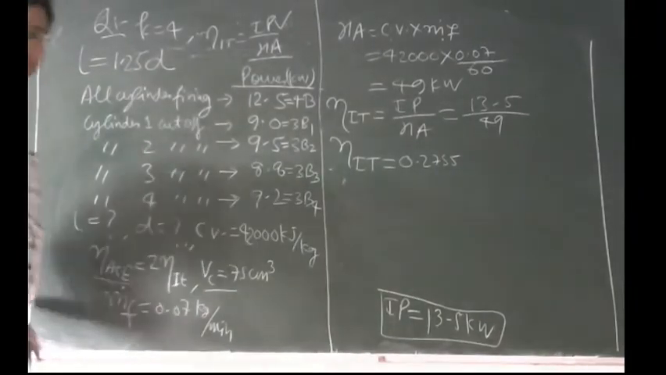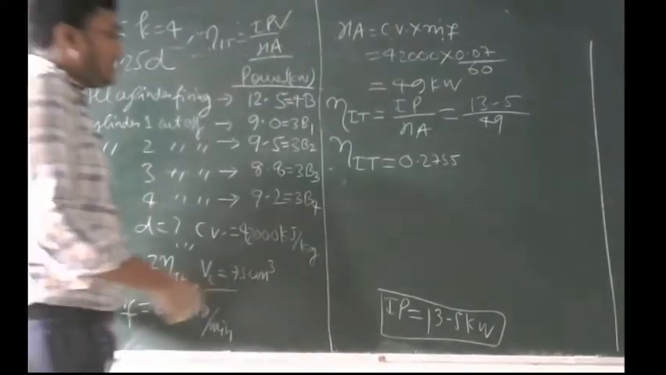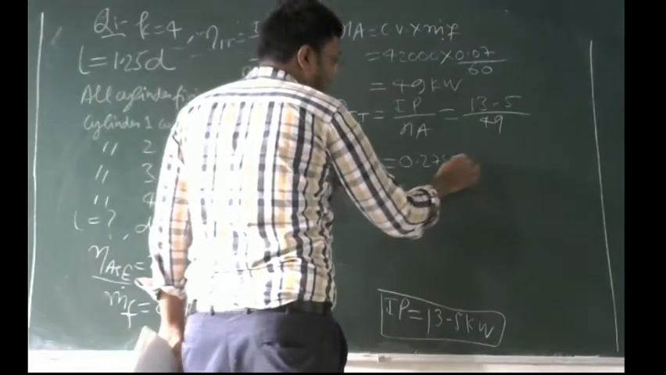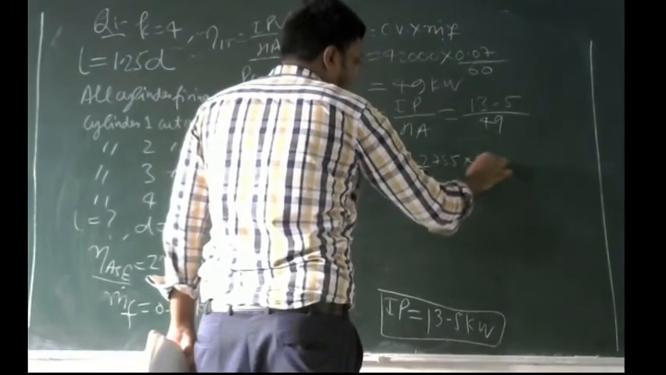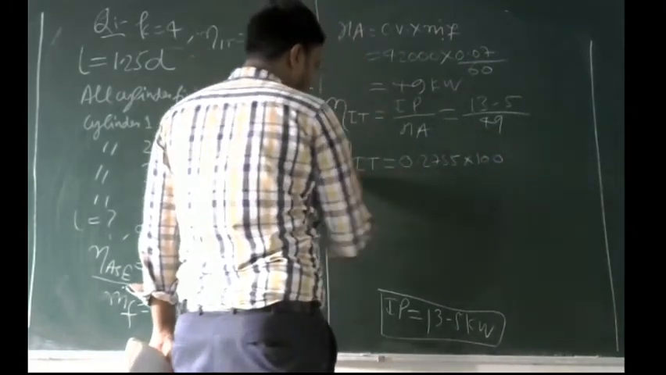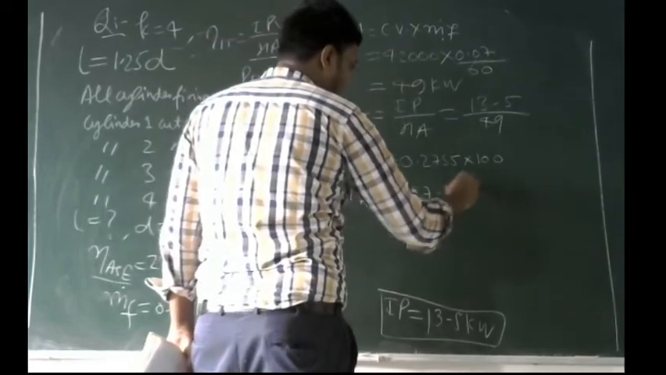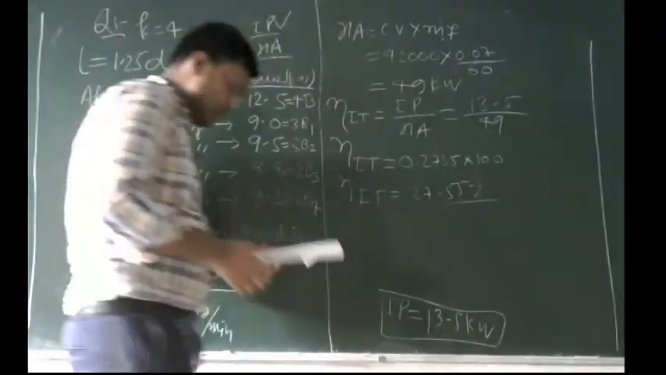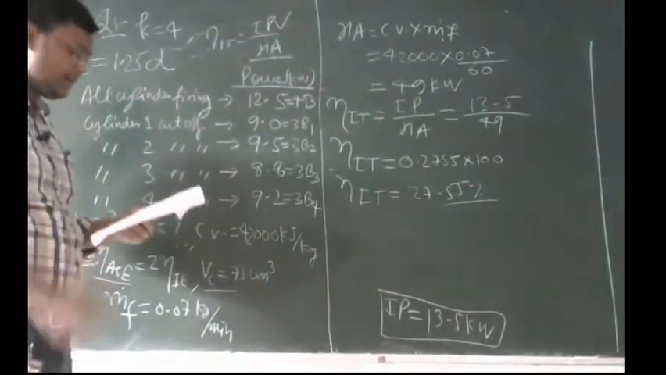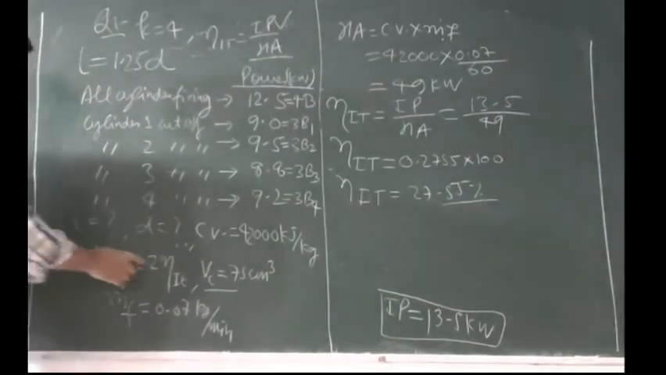Okay, so it will come to 0.2755, right? If you multiply here by 100, then we get it in percentage. So eta IT is equal to 27.55%.